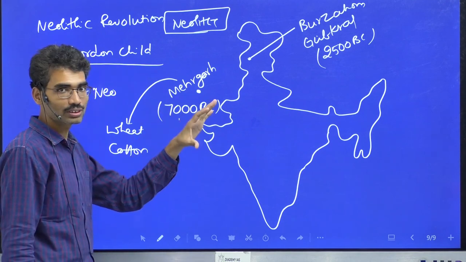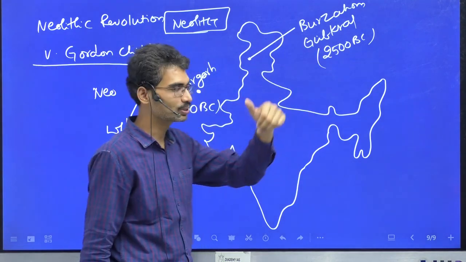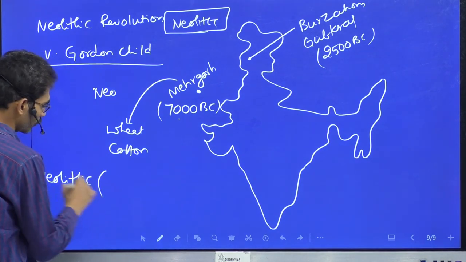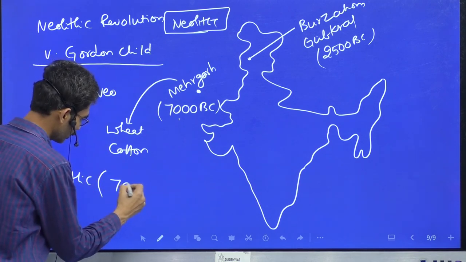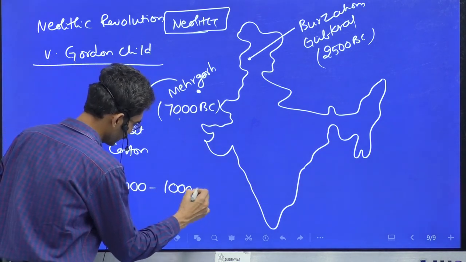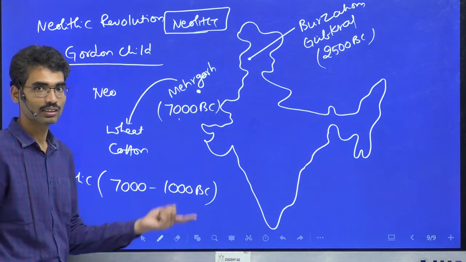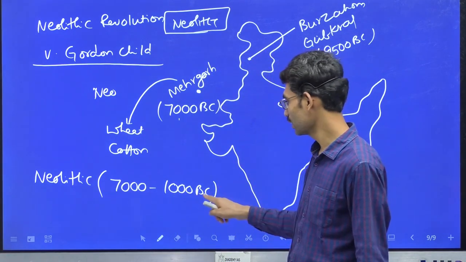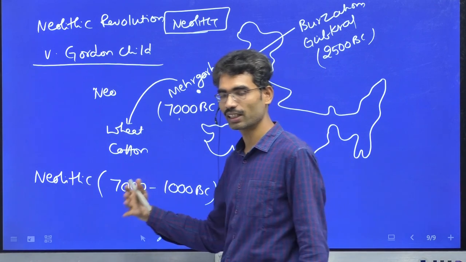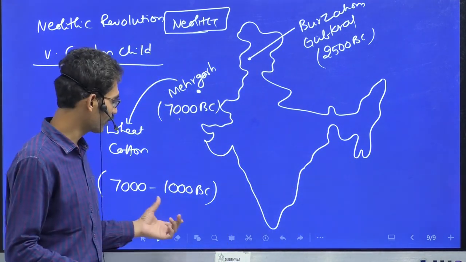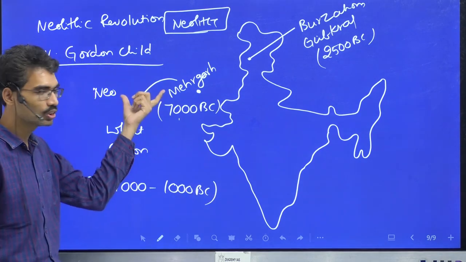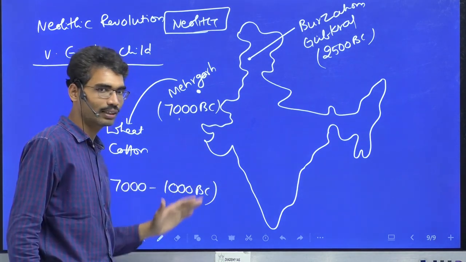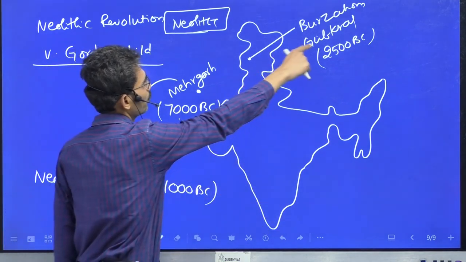That's why you need to see, because of these differences, when it comes to India, for Neolithic we give a range of timeline from 7000 BC to 1000 BC. Now you see, when it comes to Vedic period, we have 1500 to 1000 BC. Before 1000 itself, the Vedic age started, early Vedic period. But at the same time, in other parts, around 1000 BC, some people are still living in the Neolithic stage. That's why we should be very careful in understanding timeline and chronology. Burjahom, Gufkral.